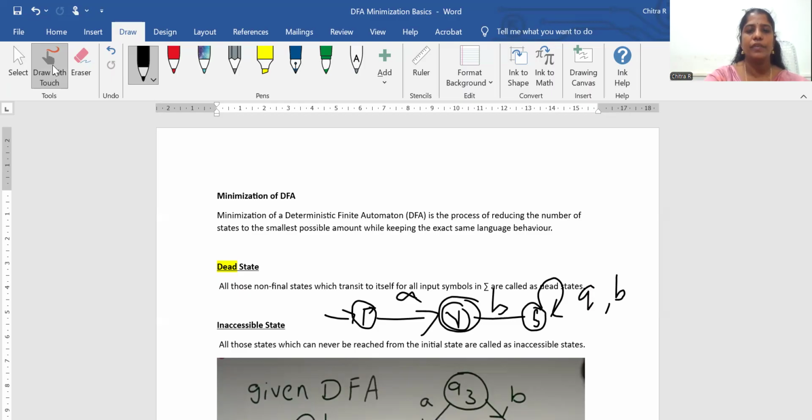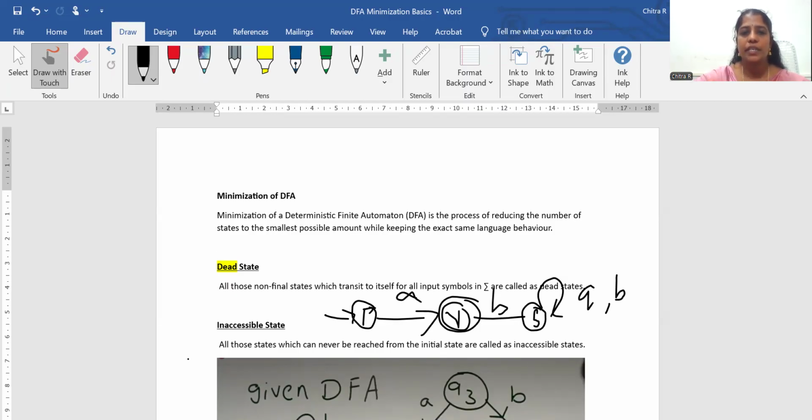When you consider this DFA, there is a path from P to R by transiting the symbol A. Similarly, from R to S there is a path for B, but R is the final state. Whenever it reaches the final state, the string is acceptable. The string A is accepted by this DFA, but S is the dead state because, even though there is a path for A comma B, it will not be processed during the language acceptance. So this is called the dead state.